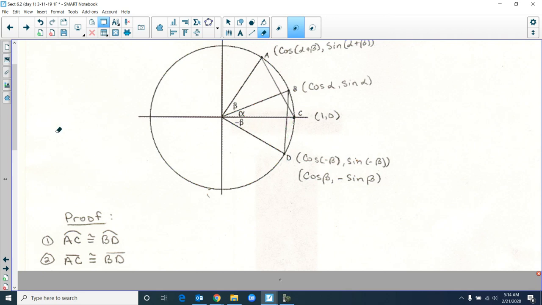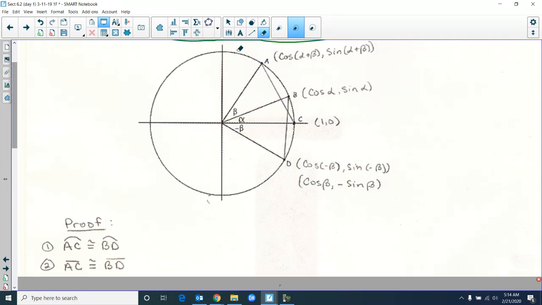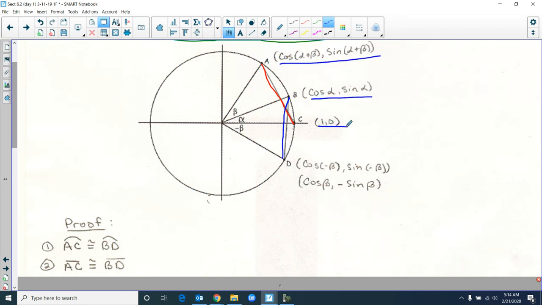Now we got a good bit of math going on here. The rest of this proof basically uses that chord AC is equal to BD. I'm going to use the distance formula using these points to show that they're equivalent. Well, this is a unit circle. That point C is (1, 0). Point B is cosine of the angle for the x value, sine of the angle for the y value, so cosine alpha, sine alpha.